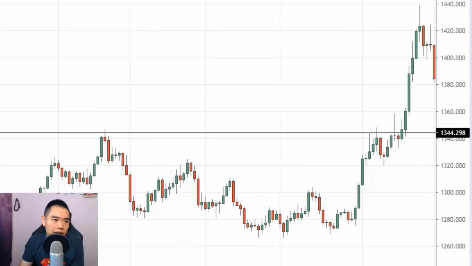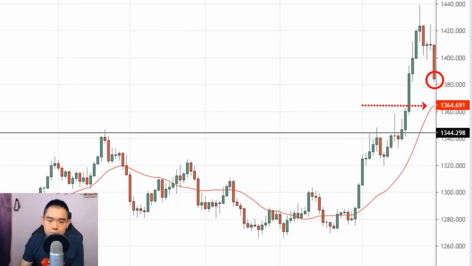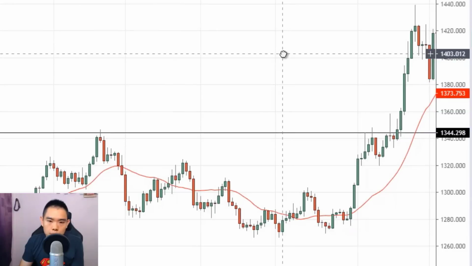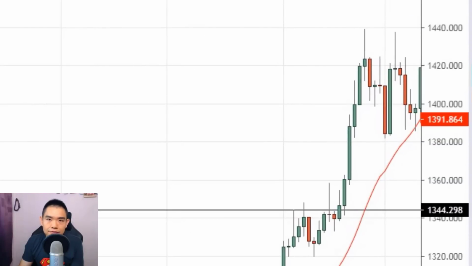Let the 20 MA catch up with the price first. At this point, you can see that the 20 MA is still a distance away from this price point, the low of this candle. So give it some time, a few days, for the 20 MA to catch up with price. As you can see over here, when the 20 MA finally, on this bar, has caught up with the lows of the pullback, this is where you're ready to place an order to enter this market.